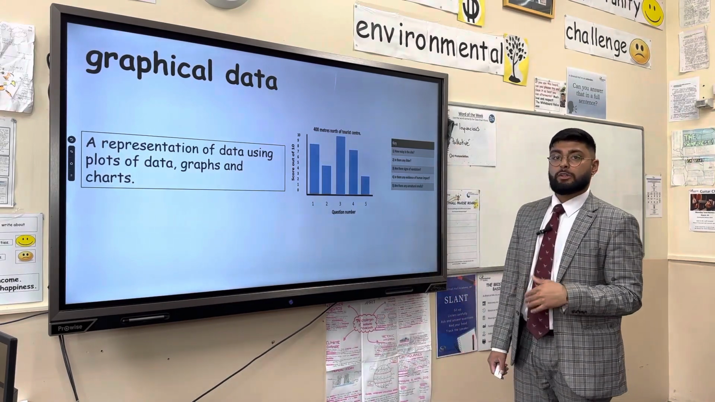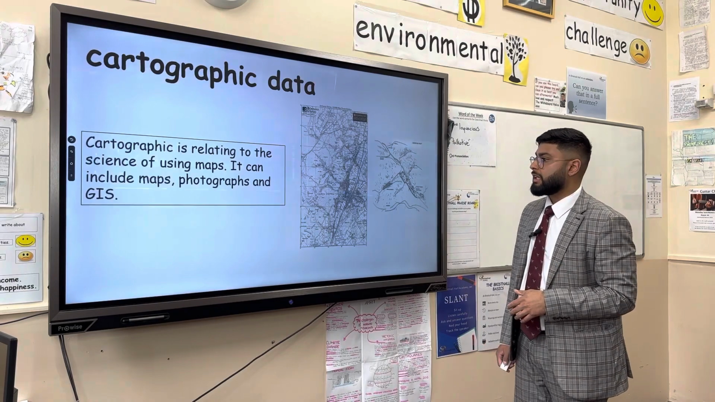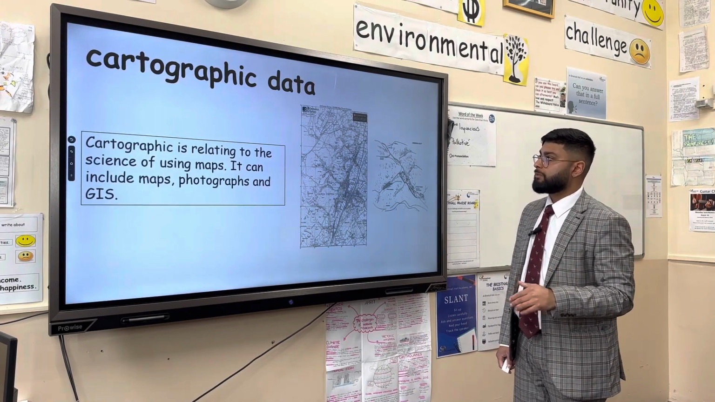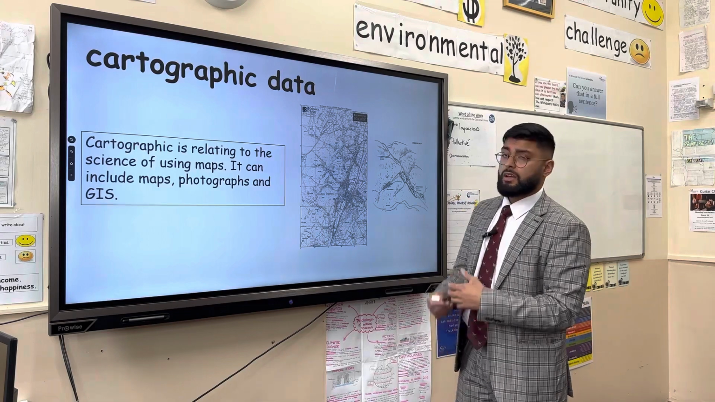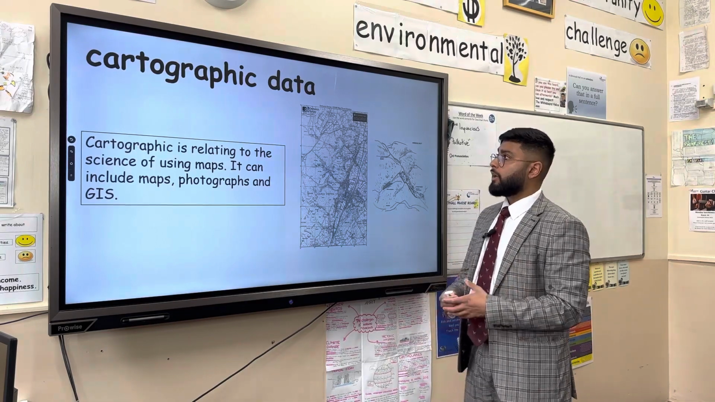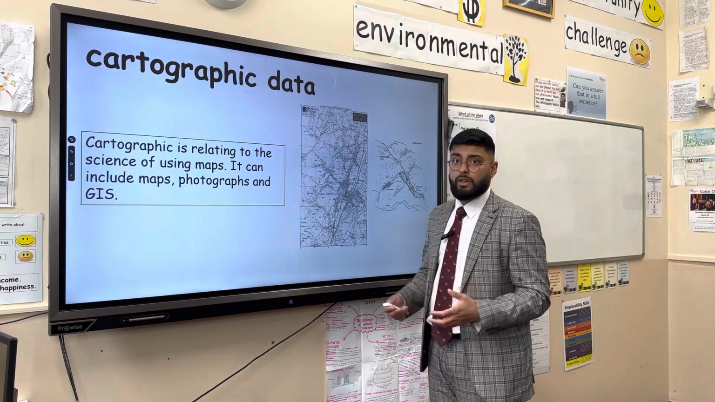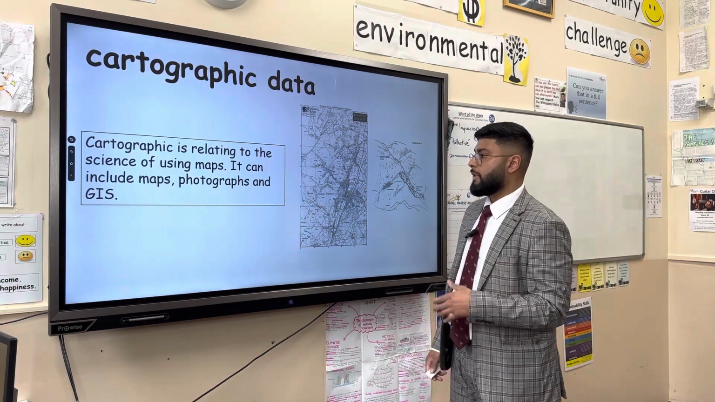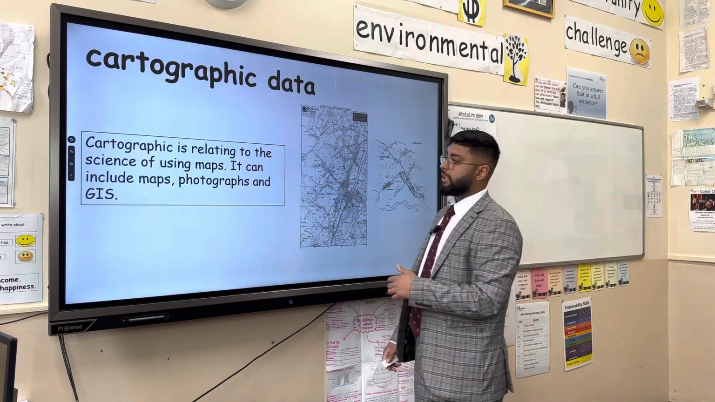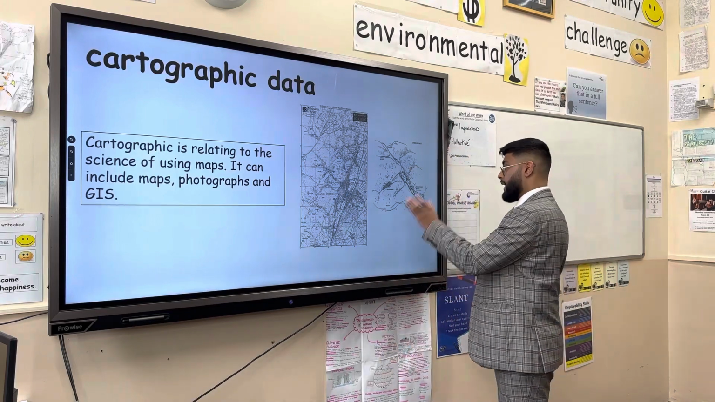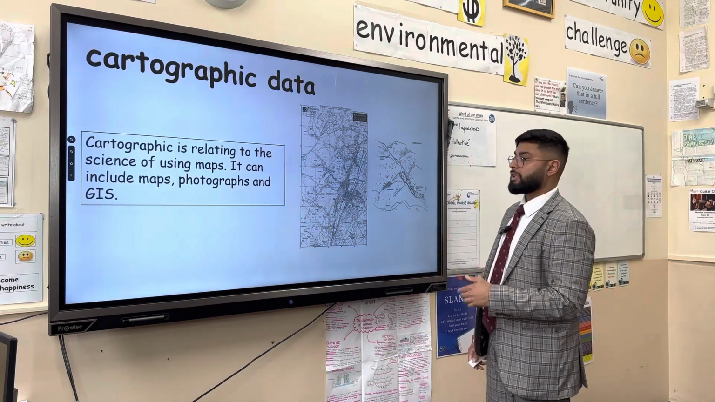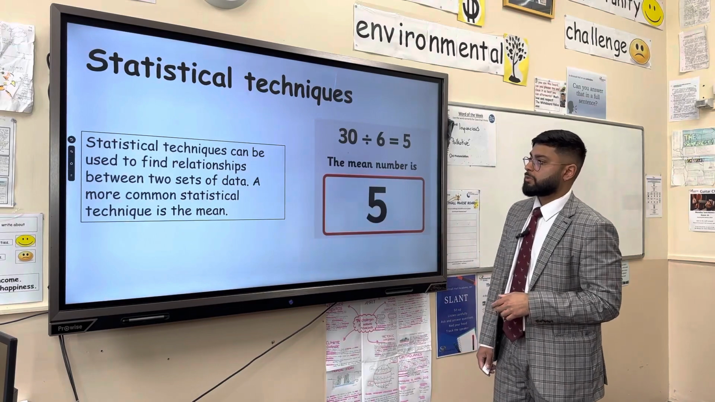Most commonly we use bar charts, but we can also use scatter graphs or pie charts. Cartographic data, carto, that kind of prefix just means maps. So anything cartographer, cartographic is anything to do with maps. So cartographic, the science of using maps, that can include maps, sketch maps, but also photographs or GIS as well.